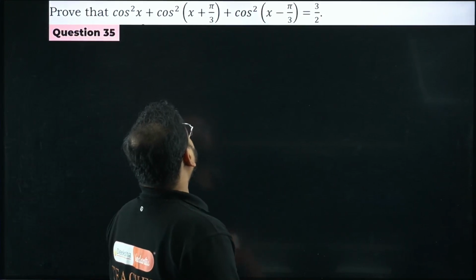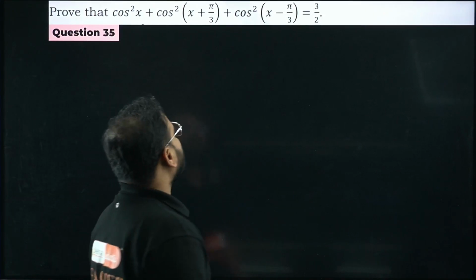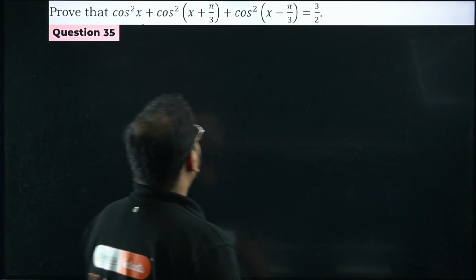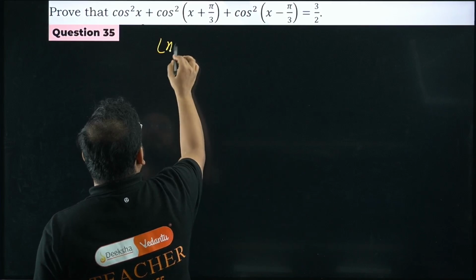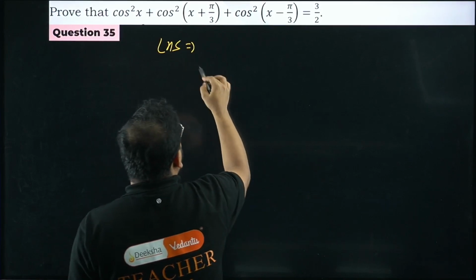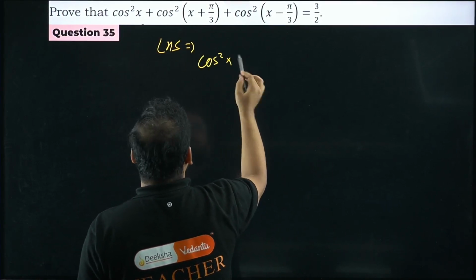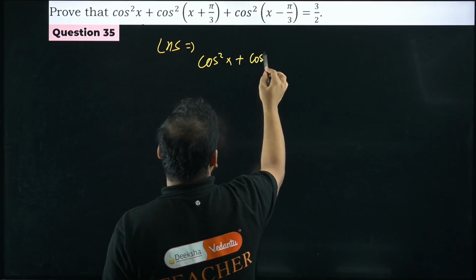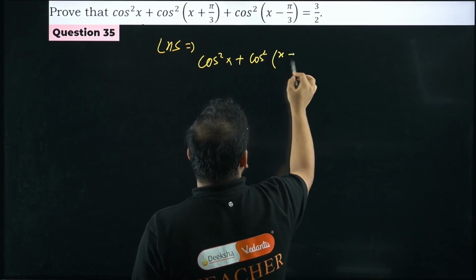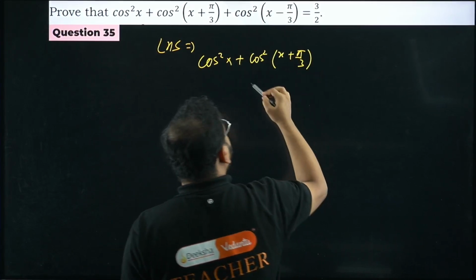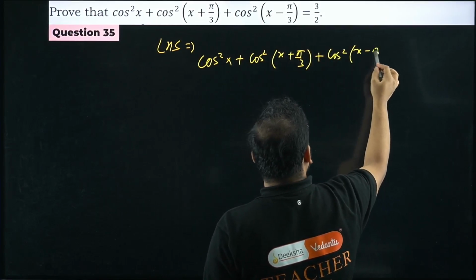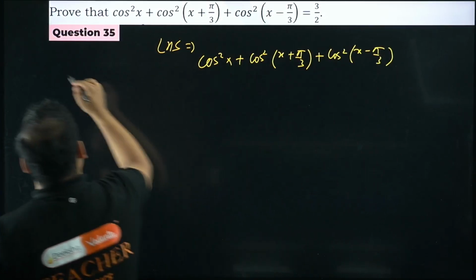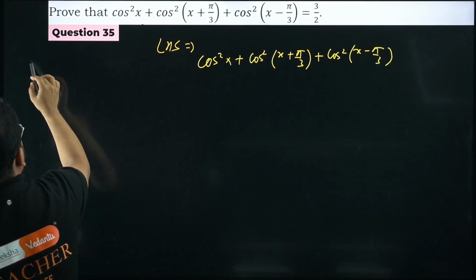Cos square x plus pi by 3 plus cos square x minus pi by 3 equal to 3 by 2. We have to prove that. So let's take LHS. We have cos square x plus pi by 3 plus cos square x minus pi by 3. We know one formula is there. What is that?